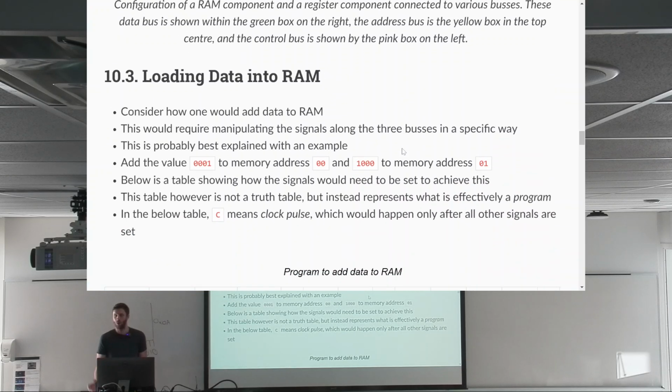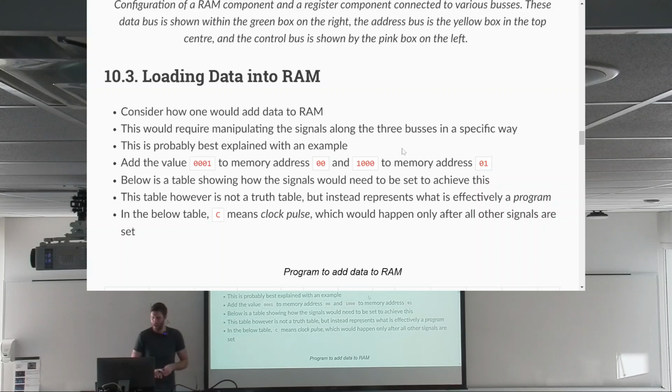So, how would we load data into RAM? Consider how we would do this. We're going to need to manipulate a couple of things. We need to manipulate the address lines, right? Which address do I want to store it into? I'm going to want to manipulate the data lines somehow. I've got those buttons, so what data do I want to put in there? I can control that line. And if I want to put data into RAM, I need to control the control signal. So there's a lot going on, but I can do that by manipulating those signals.